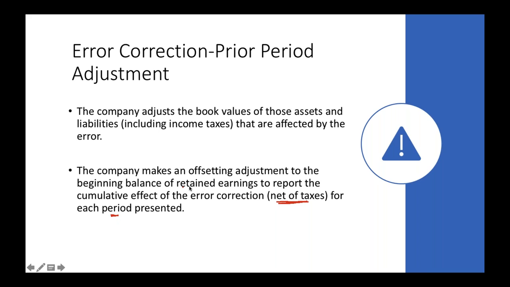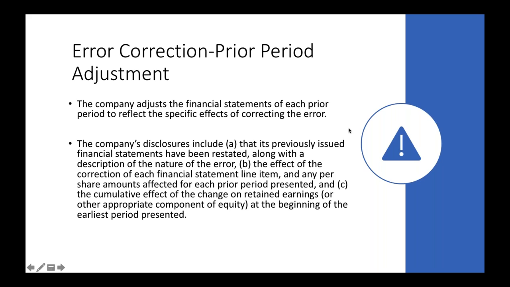So it is going to be adjusted in retained earnings. You cannot go back and adjust the P&L account of the last 2 or 3 years. These are all accumulated in your retained earnings. Therefore, your retained earnings account is going to be adjusted, but remember, it is net of tax. So any errors you found, whether a deferred income or accrued expense, you see the net effect of the tax and adjust that amount in the retained earnings statement. So the companies adjust financial statements of each prior period for correcting the error.